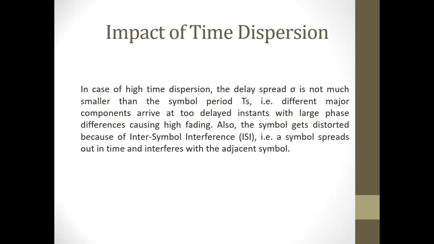So if a particular symbol is delayed, it will overlap the next symbol, whose version has already arrived. For each symbol, many different versions are arriving, so there will be a jumbling, an overlapping. The early parts and the late parts of the symbols are overlapped by other symbols. So there's a problem because the symbol information is corrupted. The other symbol had different information and that is corrupted now. So the symbol spreads out in time. Every symbol period is spreading out.